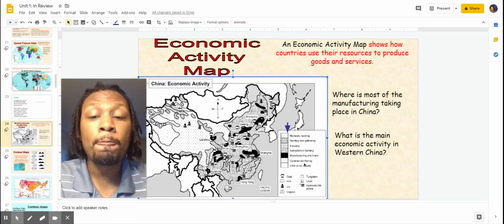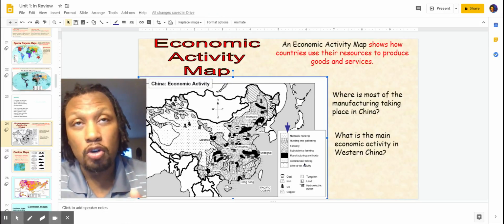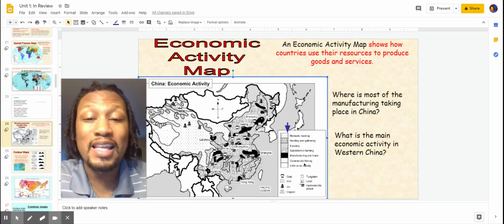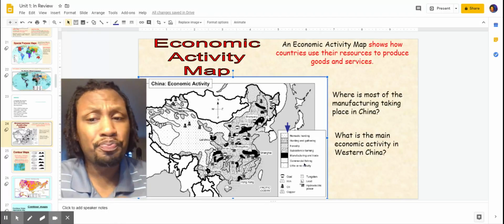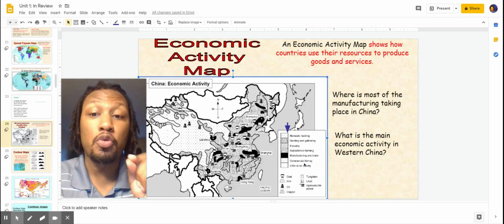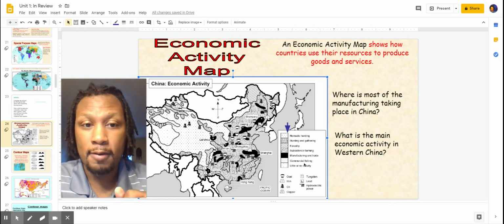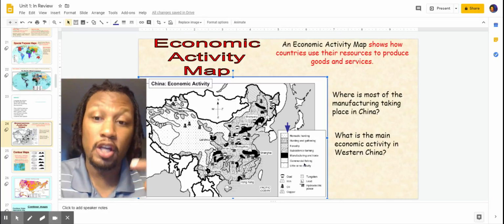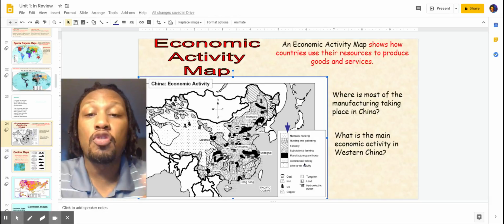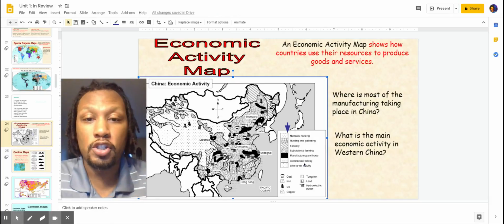What I want you to do now is in your Google Doc, the Google Doc that you have already shared with me, I want you to write these answers down. These are not FRQ questions. I just need to know whether or not you know these answers. Okay? We'll figure out the FRQ part a little later. Just be able to tell me whether or not you know the answers to these two questions.